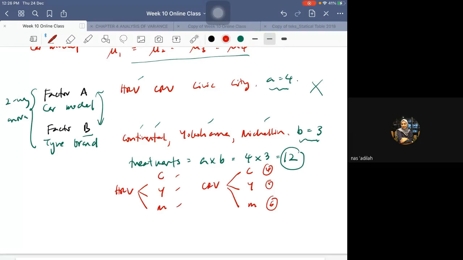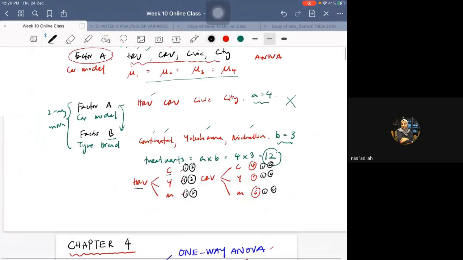For the replicates of each of these cars, for HRV with Continental tires, for example, I'm going to take 2 replicates. For HRV with a Yokohama tire, I'm going to take 2 replicates. This is going to be 2 as well, and everything has to be 2. The main point is that for two-way ANOVA, all the replicates have to be the same. It cannot be different like what we have for one-way ANOVA. That will be the difference.